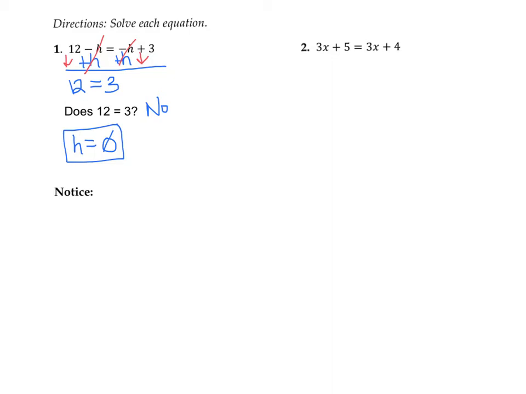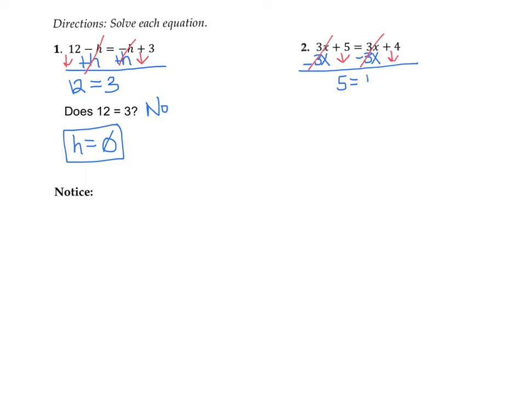Let's look at another example, number 2: 3x plus 5 equals 3x plus 4. Your first step is to undo the smaller variable. They're both 3x's, so we're going to subtract 3x from both sides. Your first 3x cancels, and you bring down your 5. Bring down your equal sign. The second 3x cancels, and you bring down your 4.